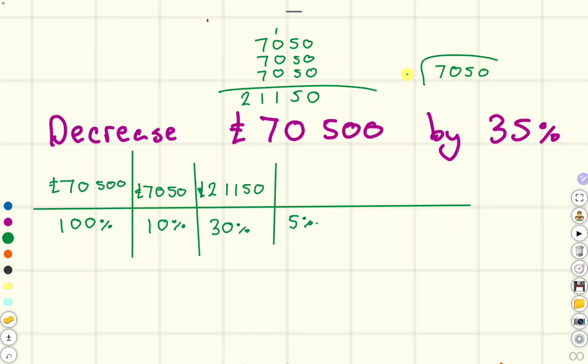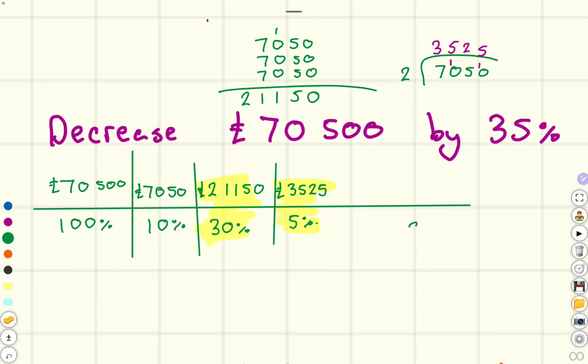7,050 divided by 2. 2 into 7 goes 3 times. Remainder 1. 2 into 10 goes 5 times. 2 into 5 goes twice. Remainder 1. And 2 into 10 goes 5 times. So 3,525. Lots of people would make mistakes on that if they tried to do that in their head. So it's better to have a method like this. Now we've got our 30%. We've got our 5%. And we need to subtract those.